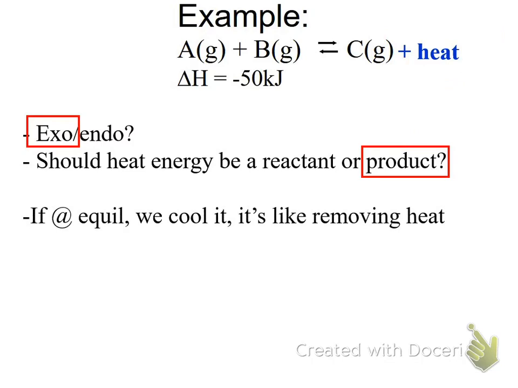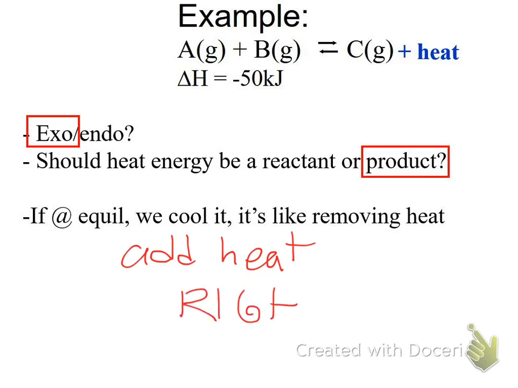Okay, so if we're at equilibrium and we're applying a stress and I say something like, hey, I'm cooling it, this is like removing or taking out heat. What is the opposite of this? The opposite of taking out heat then is to add heat. And which direction will increase the amount of heat? Going to the right or going to the left? Going to the right. We expect a shift to the right because when I shift towards the right, it should increase the amount of C and increase the amount of heat or cash that I have.